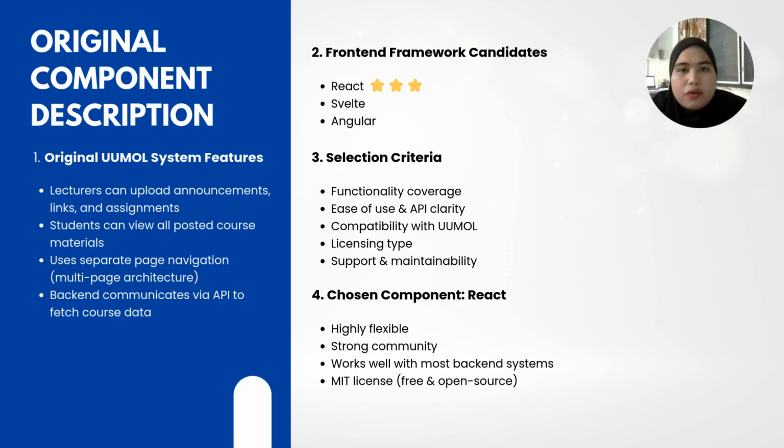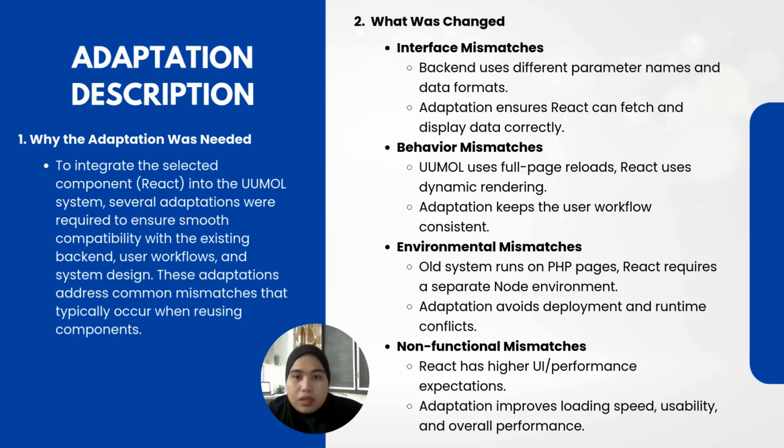And then we have top 3 of front-end framework candidates, which are React, Svelte, and also Angular. For the selection criteria, we have 5 of it, which is functionality coverage, API clarity, compatibility with UML, license type, and also support and maintainability. So we choose component of React because it is highly flexible, has a strong community, works well with most backend systems, and also has an MIT license.